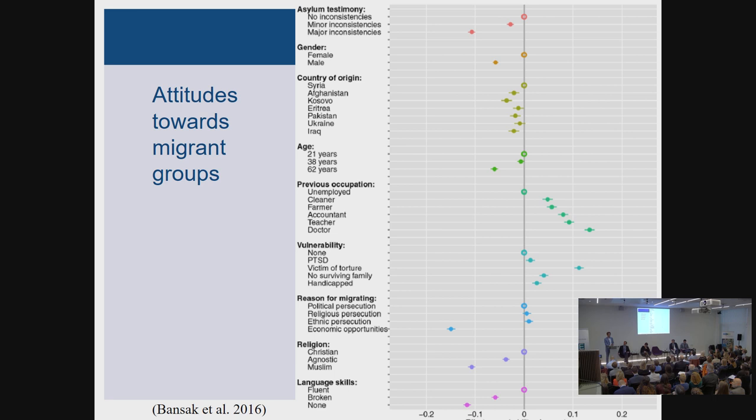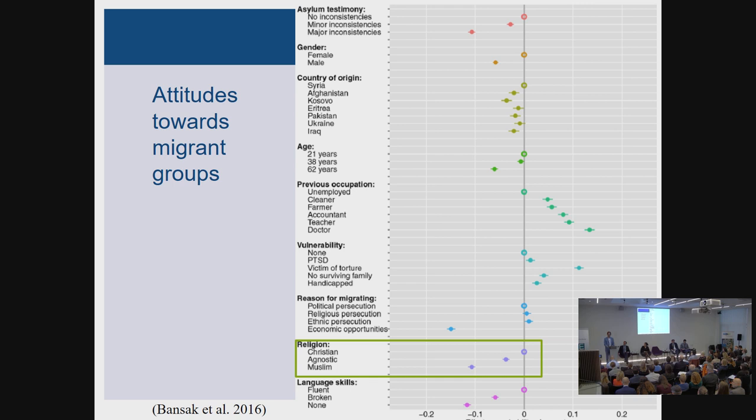Just to give you an example, which kind of profession people prefer. Unsurprisingly, doctors are preferred over cleaners. More positive values on the right mean more positive attitudes, and values to the left more negative attitudes, so Christian asylum seekers are preferred over Muslim asylum seekers. So we know a lot about these different characteristics of asylum seekers and migrants, which groups are preferred.